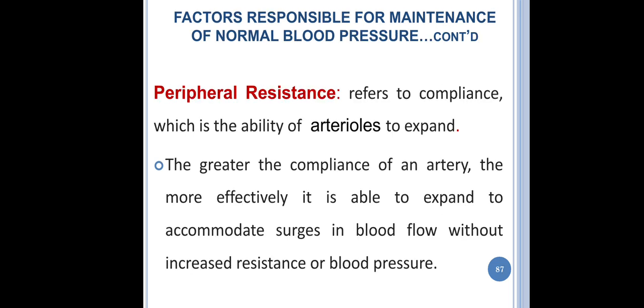Then we also have what we call peripheral resistance. This just refers to compliance, the ability of arterioles to expand. For peripheral resistance, I can give you an example of a hose pipe which has a smaller lumen, and it has strength. The tone is strong. So if elasticity is too much, then blood pressure is going to be low. But when the elasticity is strong, then you are going to have higher blood pressure.